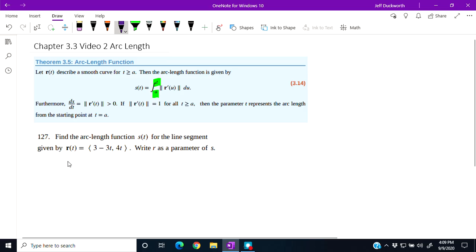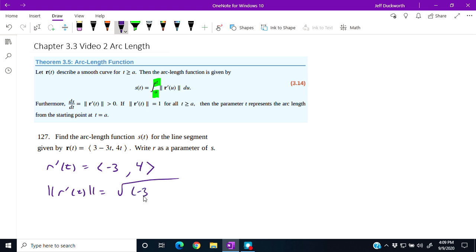And let's see. Well, first of all, r prime, the derivative of this 3 minus 3t is just minus 3, and the derivative of 4t is 4. So that's what our derivative is going to be. We can find a magnitude of that pretty easily as well. First component squared plus the second component squared. This is just 25, and that's just 5.